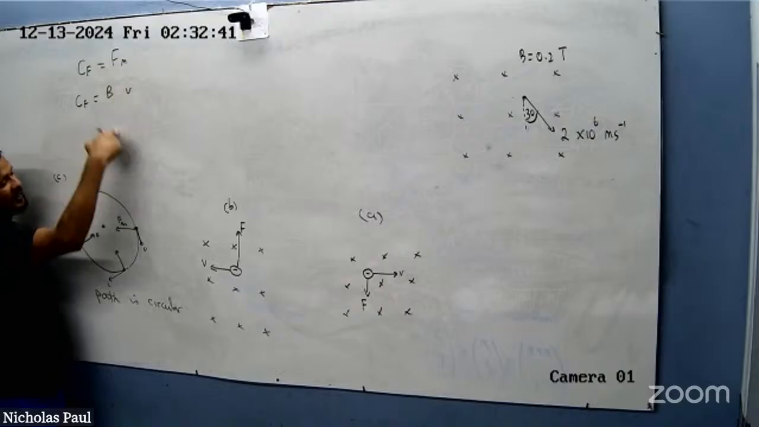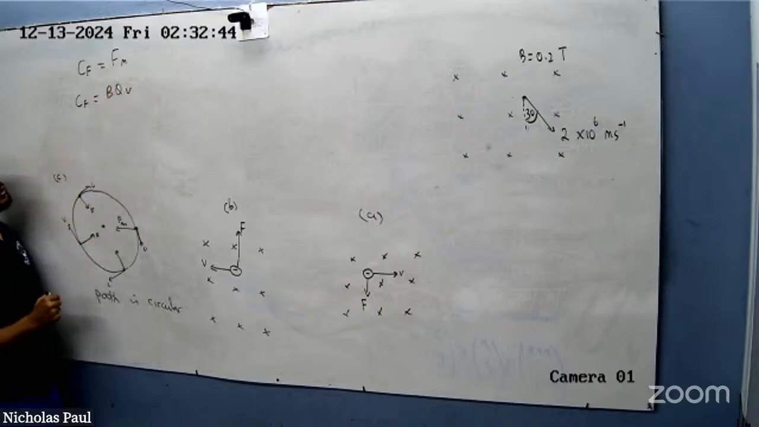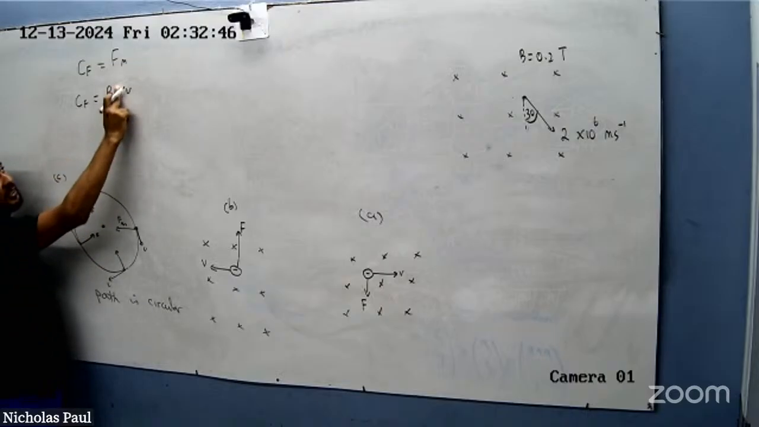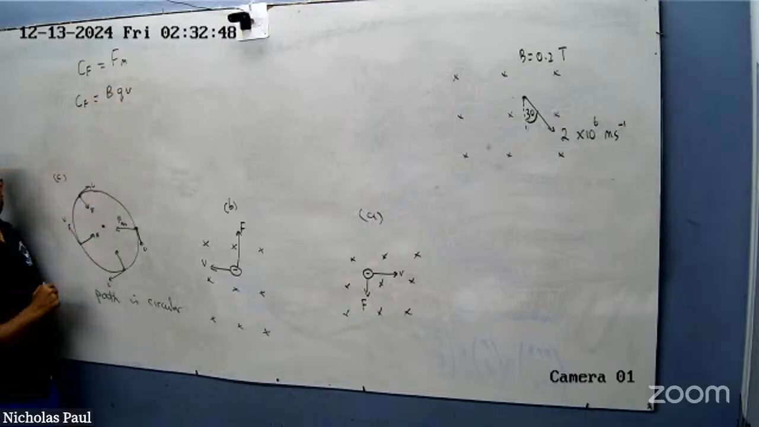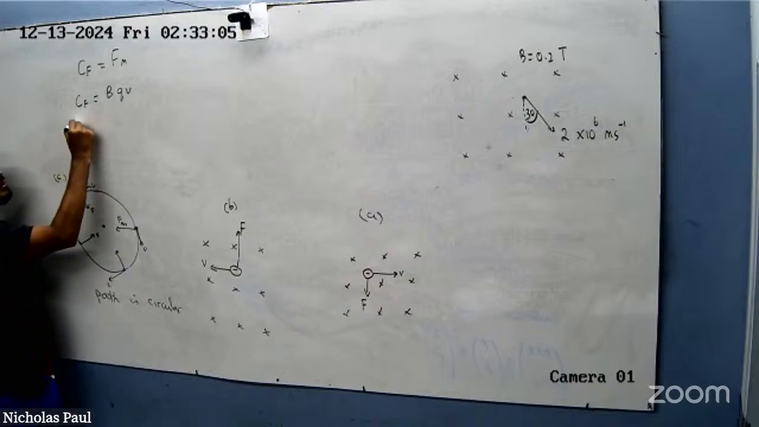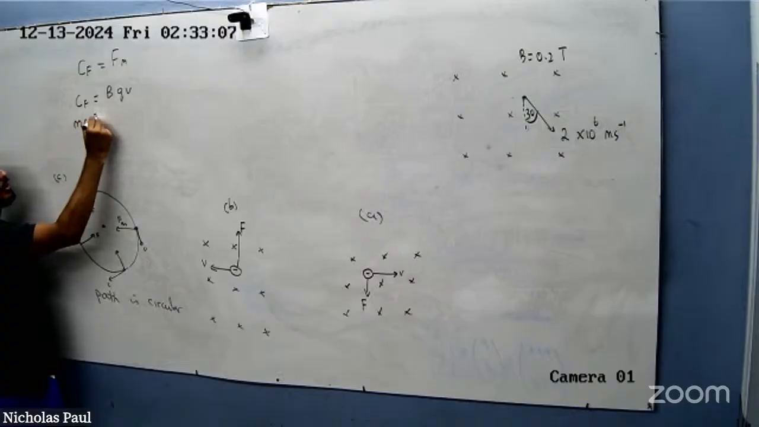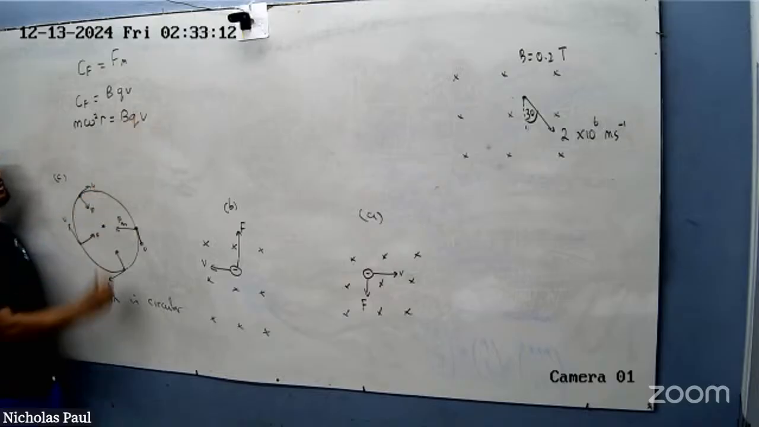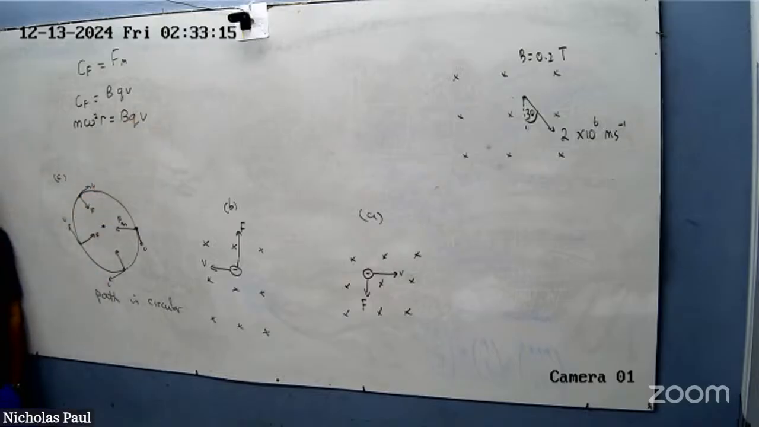That's our electron. What's the formula of centripetal force? m omega squared R. M omega squared R is equal to, okay? And then we can manipulate and find anything we need.